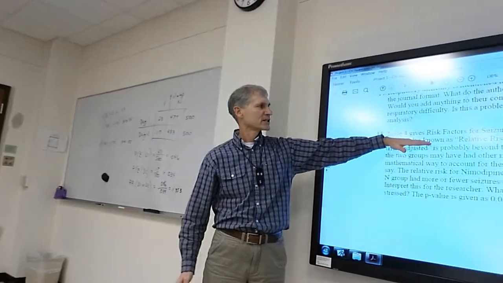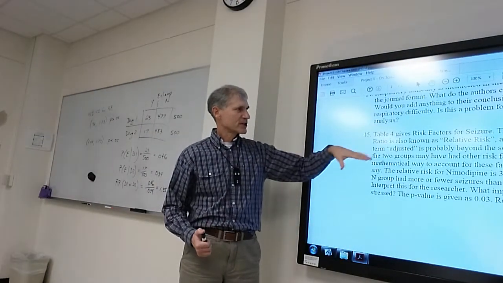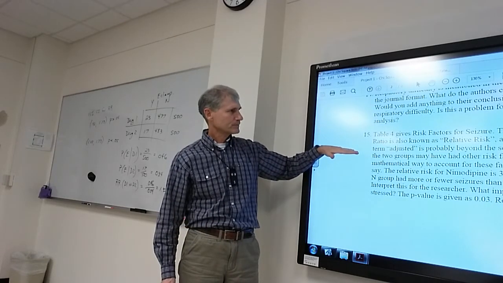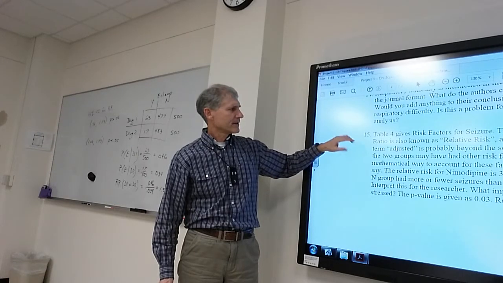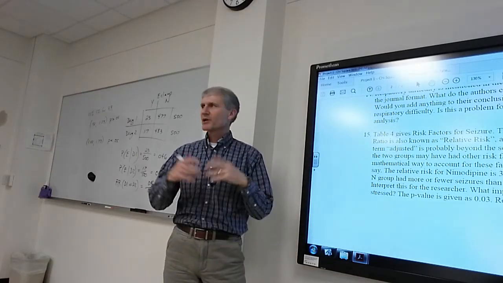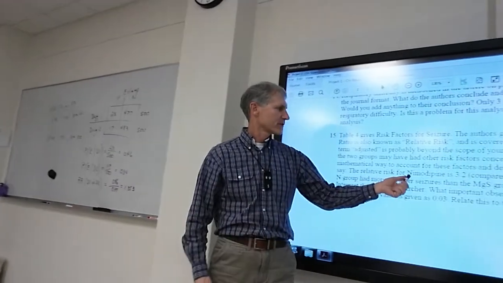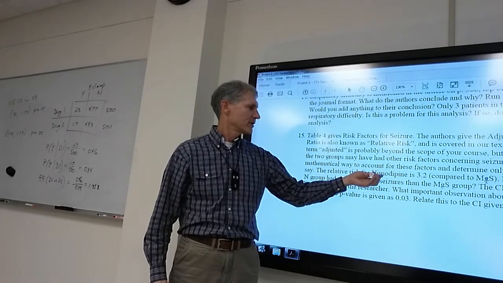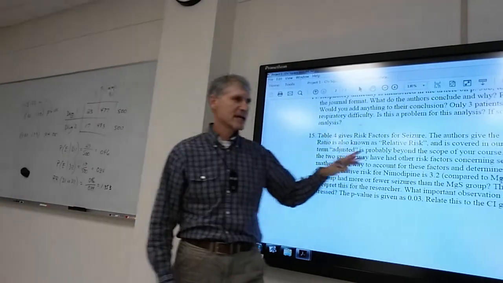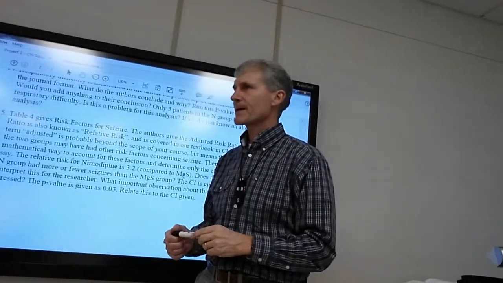Table 4 gives risk factors for seizure. Talks about adjusted risk ratio and things like that. But I have some verbiage in here about, don't worry about what that means. That's kind of beyond the scope of this course. But the relative risk for nimodipine is 3.2. Interpret that. Give your conclusions based on that. Okay?